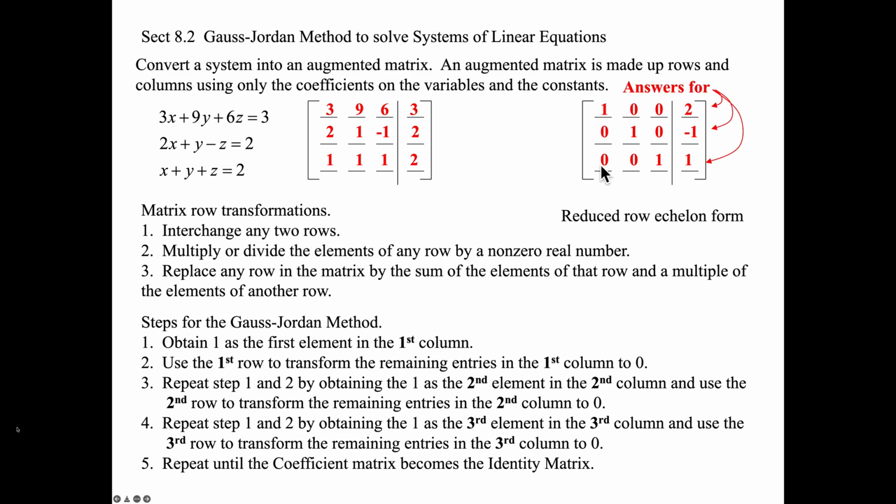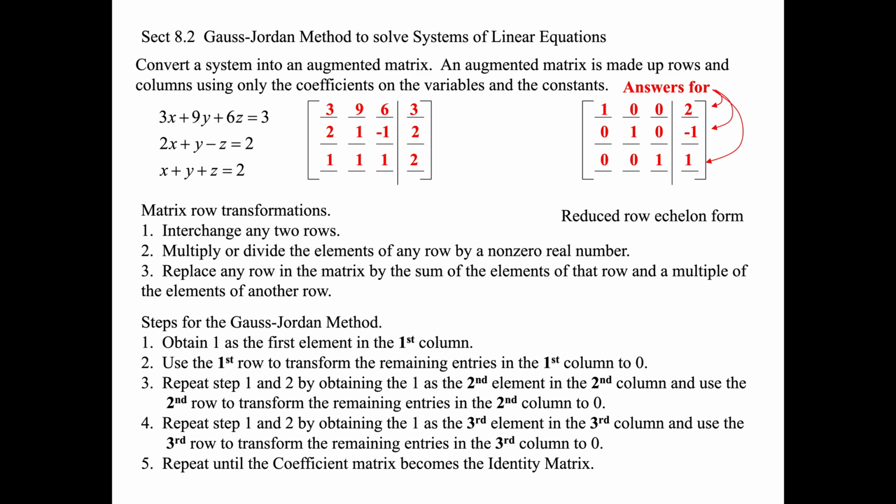And then we get our zeros. And then step 3 is you repeat step 1 and 2, but now you obtain the 1 in the second element of column 2. So we make this into a 1. And we'll look at how we can do that. Again, we can divide by whatever that value is.